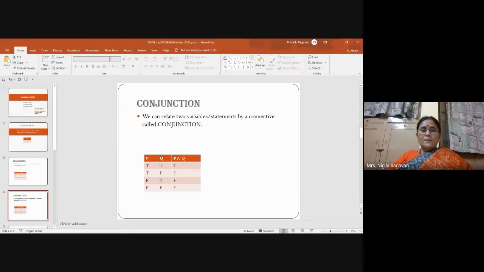In all the remaining three cases, what are those remaining three cases? X is a member of A, not a member of B. Next case, X is not a member of A, but a member of B. Then another case, X is neither a member of A nor a member of B. In all these three cases, X is not a member of A intersection B. Likewise, here also, in the last three cases, P cap Q takes the truth value F. In the first case alone, it takes the truth value T.